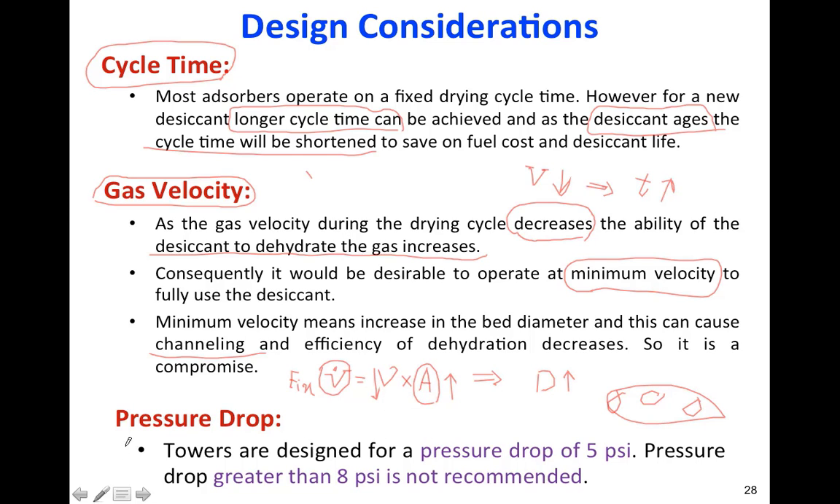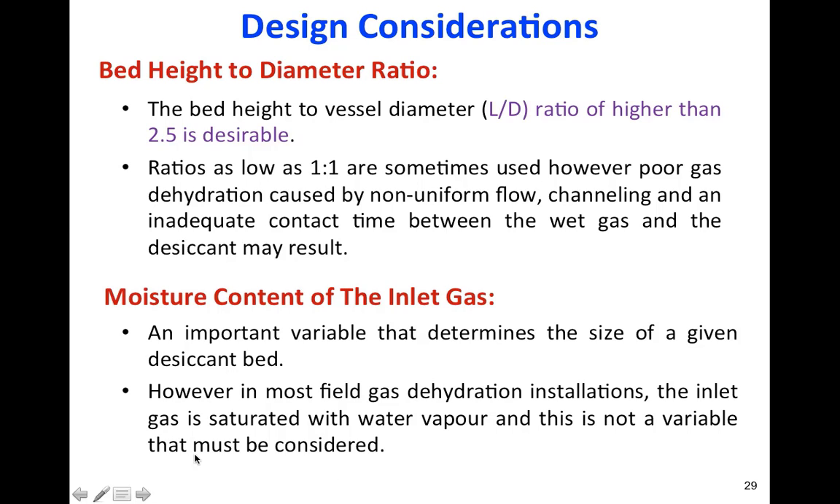For the pressure drop, as I said, it can affect the pumping and compression system, which is not good for our process. A maximum pressure drop of 5 psi is kind of allowed. A pressure drop of more than 8 psi is not recommended because it will decrease the efficiency of the column. And the last slide here is about some other design considerations.